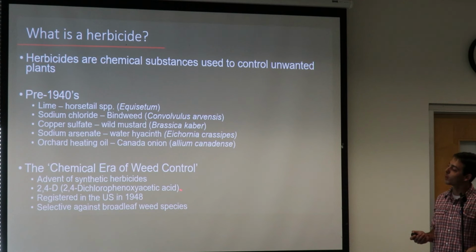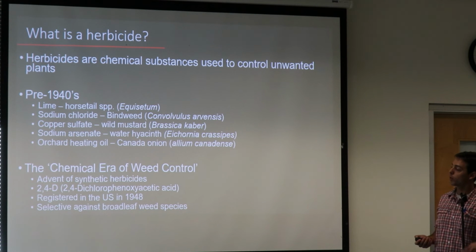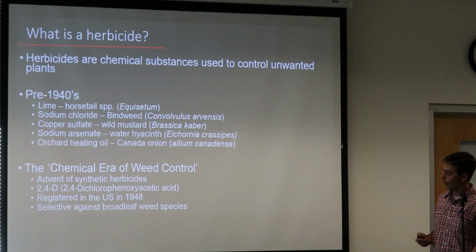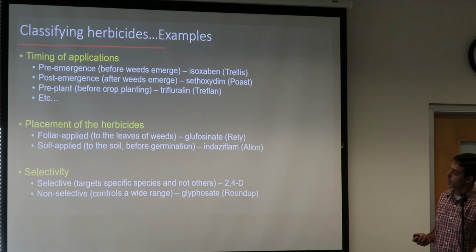We are much more developed than that nowadays, but before the discovery of the synthetic herbicides, it was very common to use things like sodium arsenate, copper sulfate, lime. But since the 1940s we now have more than 300 different herbicide compounds. The first one that was developed was 2,4-D, and now herbicides are definitely one of the cornerstones of weed management in any crop that we have.